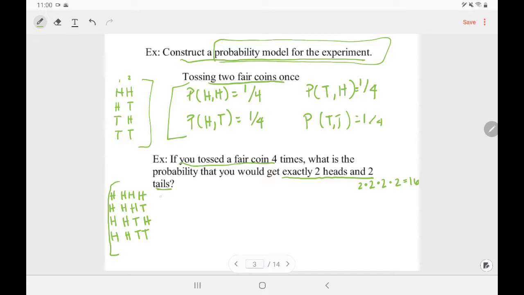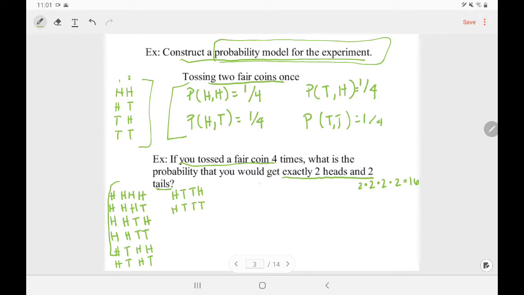So let's continue. I could also have heads, tails, heads, heads. Now I notice I still just have 1 tails. I'm doing this kind of methodically to make sure I don't miss any. Heads, tails, heads, tails, heads, tails, tails, heads, heads, tails, tails, tails.